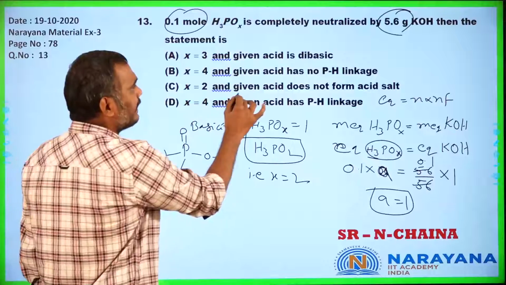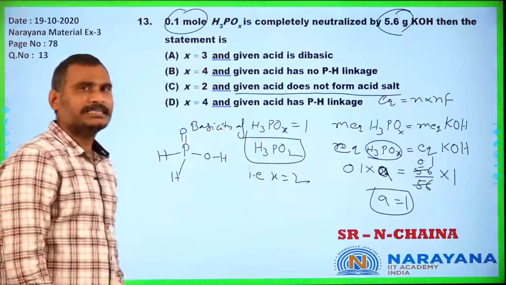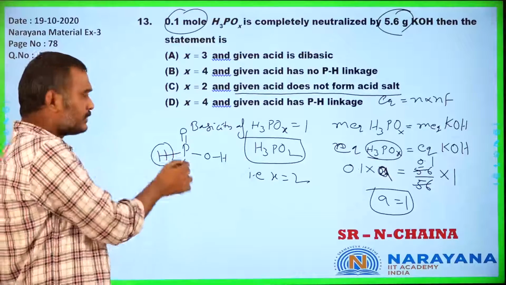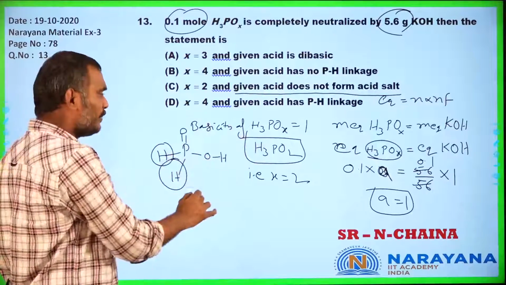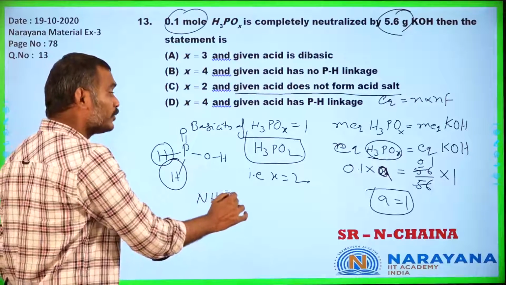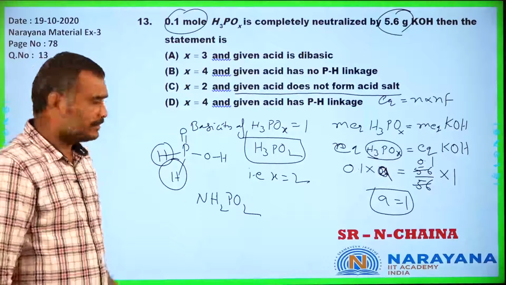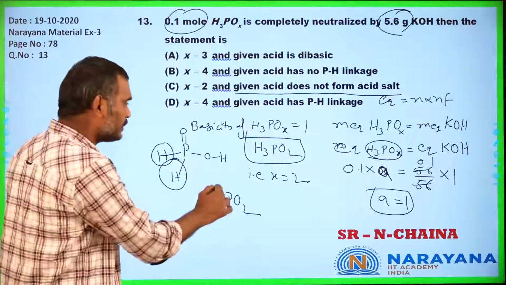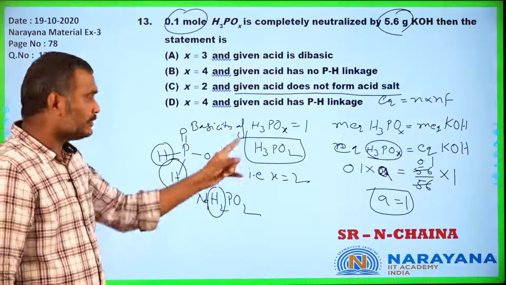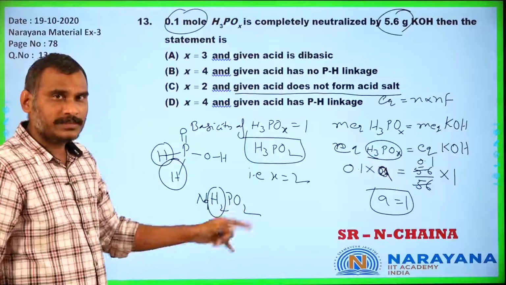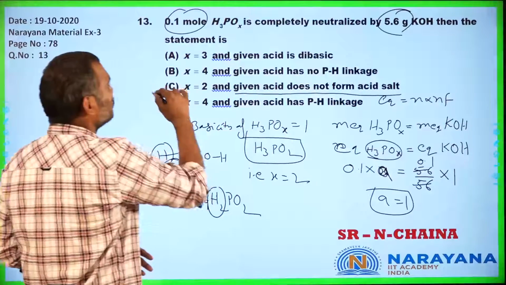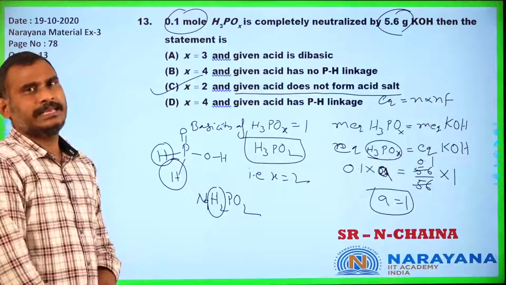X equal to 2, and the given acid does not form any acid salt. After removing this H plus, the remaining are not replaceable hydrogens. So the salt formed is NaH2PO2, sodium dihydrogen hypophosphite. This is the only possible one. These hydrogens are not replaceable. This is not an acidic salt. Therefore, only 1 H plus is replaceable, that must be the neutral salt only. So the given acid does not form any acid salt. That is why the answer should be C.